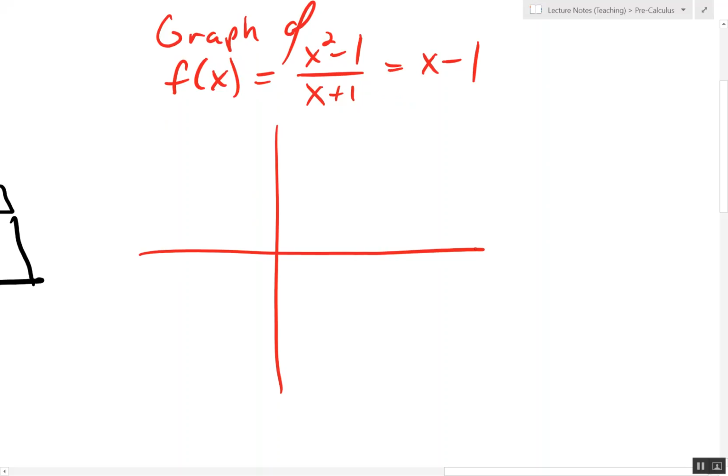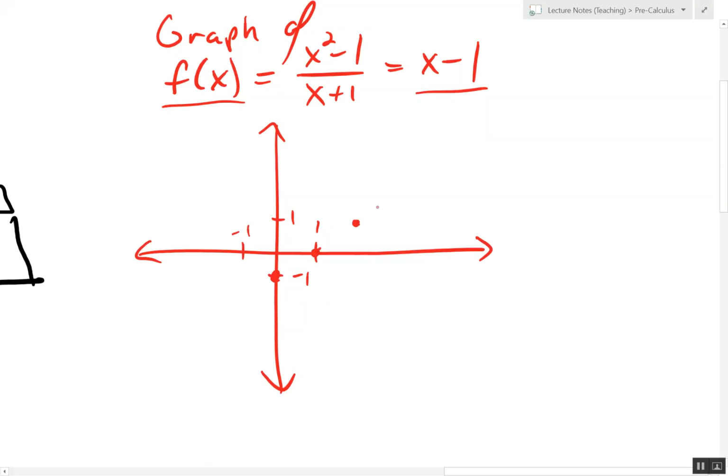So we graph this like any other normal graph. So we'll have -1, 1, 1, -1. The graph of f of x is going to look like the graph of x minus 1. So we'll have an intercept at -1 here, and we'll keep going up and over 1.